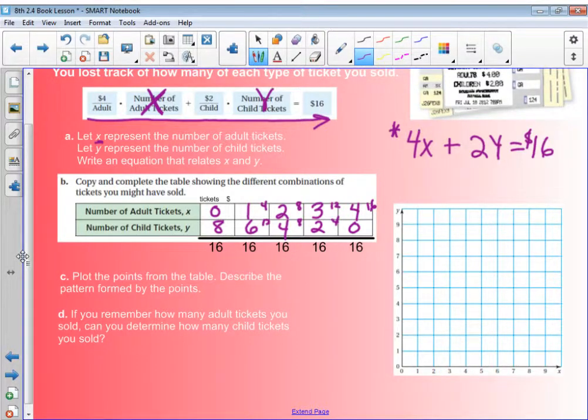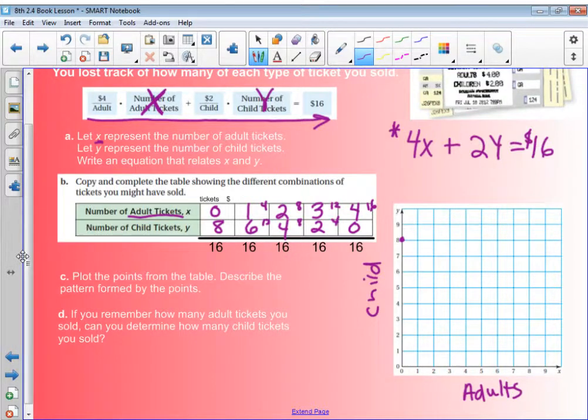Okay, so now we're going to go through and plot the points from the table, and then we're going to explain the pattern that we see. So let's see. Our X's right here were our adult tickets. So we're going to label our little graph here. These are our adults. And these are our child tickets. Okay, and then we're going to go ahead and plot these points. So the first scenario that we had was 0 adult tickets, but we could buy 8 child tickets. So we went over to 0 and up to 8.